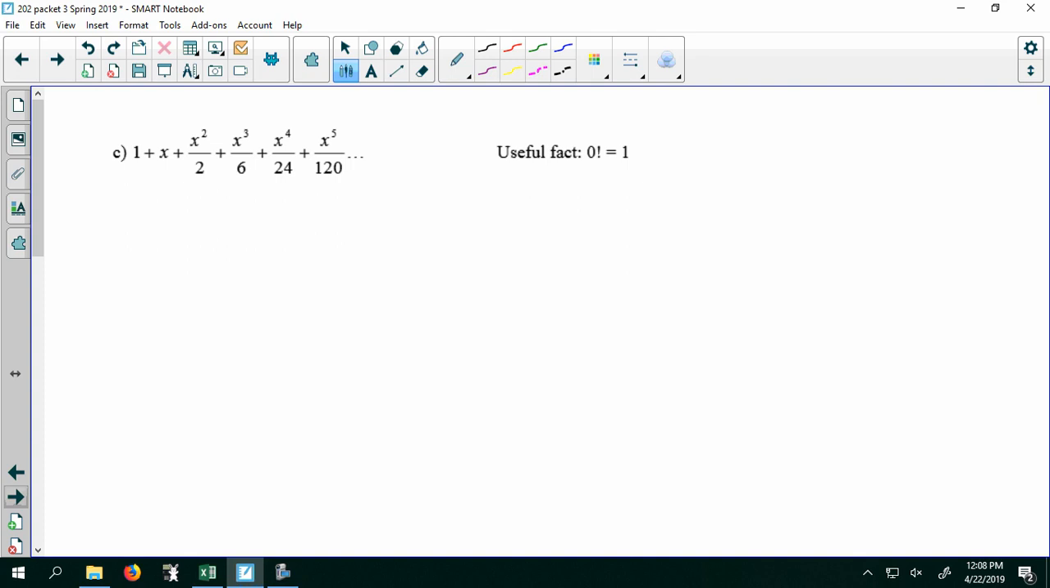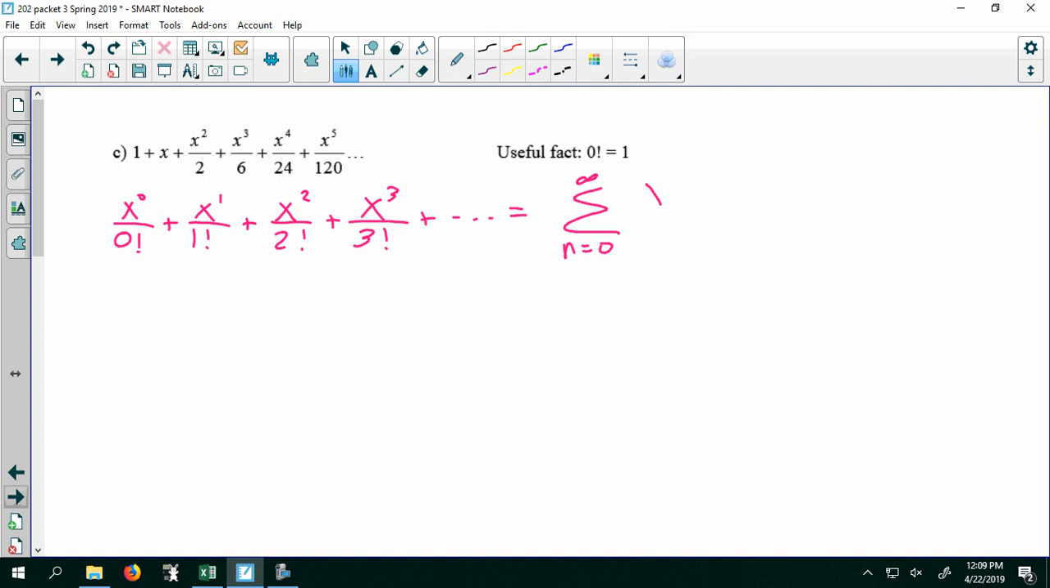Okay, useful fact, 0 factorial equals 1. So I could rewrite this as x to the 0 over 0 factorial plus x to the first over 1 factorial plus x squared over 2 factorial plus x cubed over 3 factorial, like that. And in closed form, that would be the sum from n equals 0 to infinity of x to the n over n factorial.